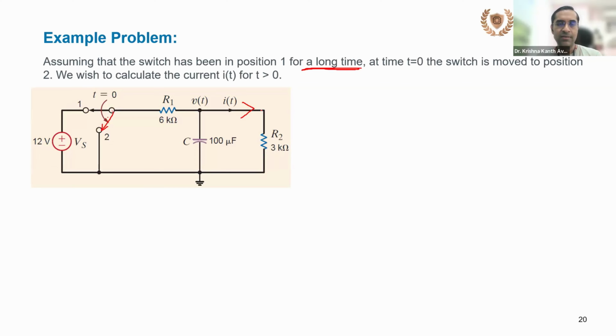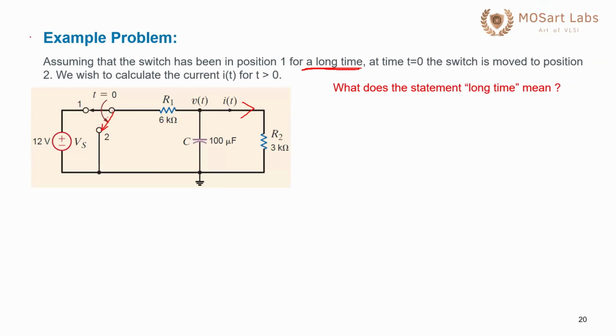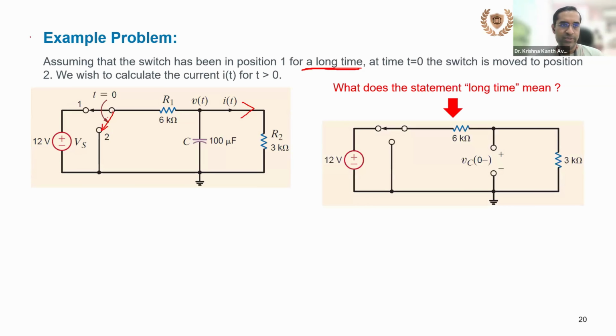First question, what does for a long time mean? What do you understand by long term? What can we do to the circuit? What happens in a steady state before the switch is moved? What simplification can I do? Very good. Capacitor is open circuit. You agree? It's a DC condition, steady state. Capacitor offers infinite impedance, so I remove it. So clear? Long term means before I switch, capacitor is open circuit, right?